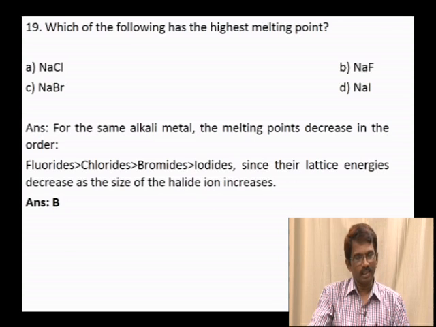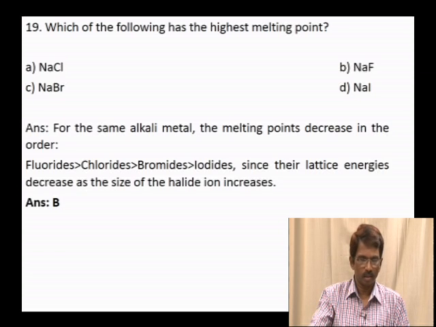In question number 19, which of the following has the highest melting point? So for the same alkali metal, the melting points of halides will decrease from fluorides, then to chlorides, bromides and iodides, because the lattice energies decrease as the size of the halide ion increases. Therefore sodium fluoride, with the highest lattice energy, will have the highest melting point, and the correct option is option B.